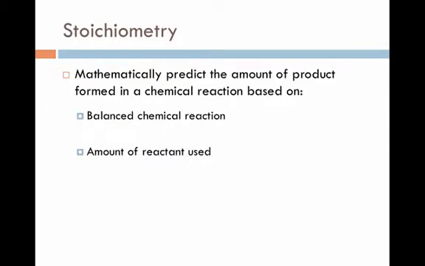A quick recap of what stoichiometry is all about. It is the ability to mathematically predict the amount of product formed in a chemical reaction based on two things: the balanced chemical reaction itself and the amount of reactant that's actually used. The balanced chemical reaction yields something called the mole-to-mole ratio. That's the thing that links the amount of one chemical to the amount of another. And the amount of reactant used is the starting value we use in our conversions.